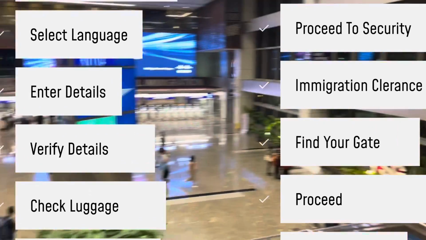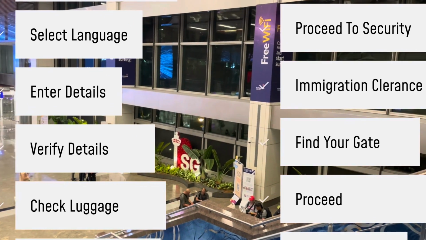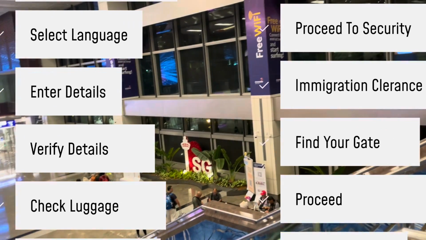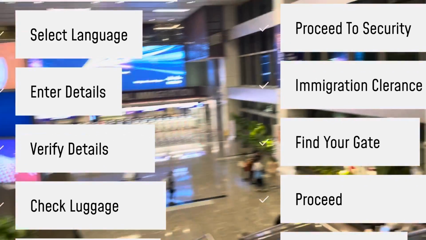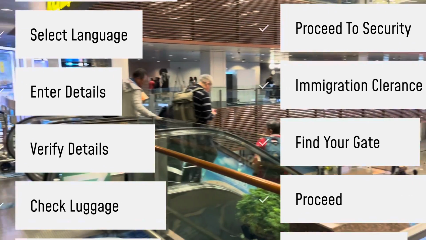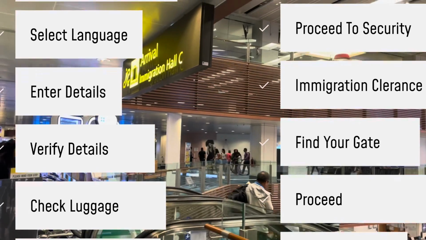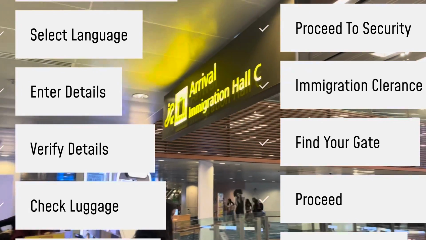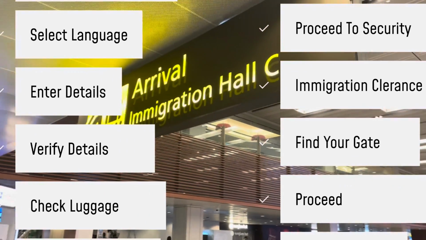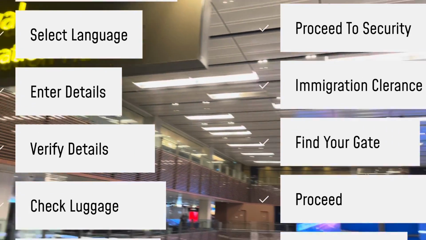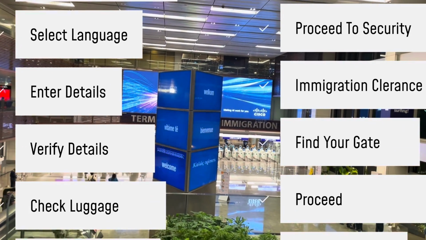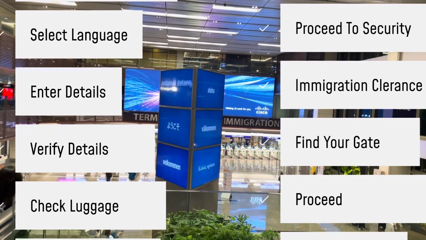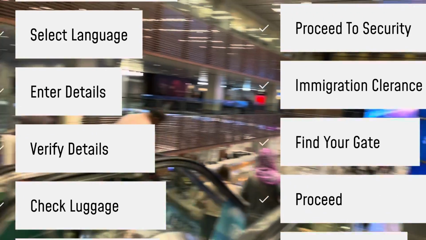Number seven, drop off luggage. So if you checked luggage, proceed to the baggage drop-off counter where your bags will be weighed and sent to the plane. Number eight, proceed to security. So after completing the check-in process, head to the security screening area. You'll need your boarding pass and passport.